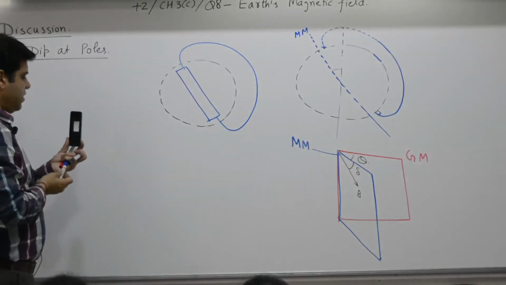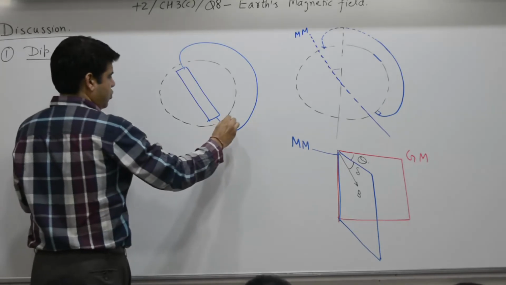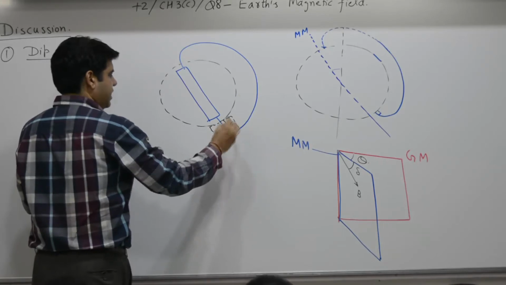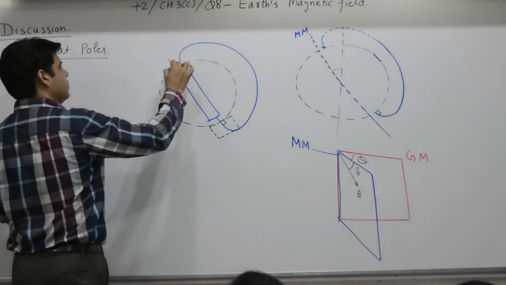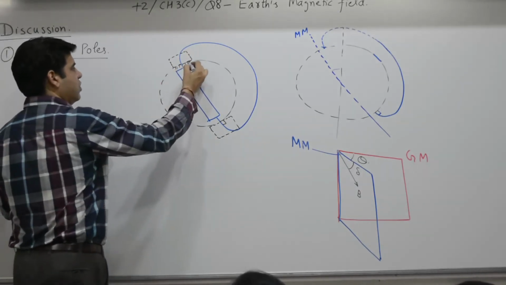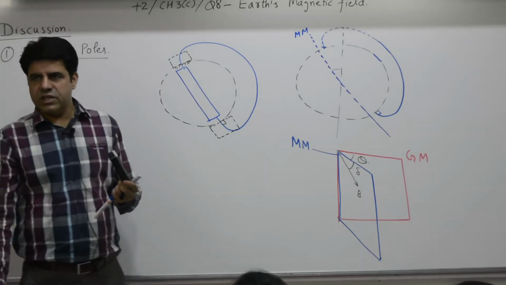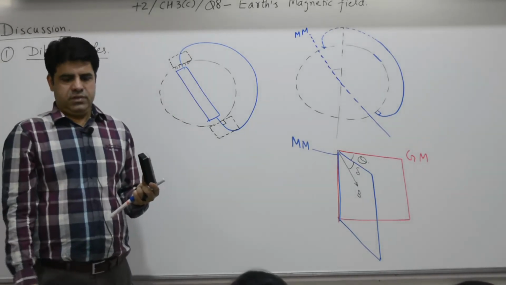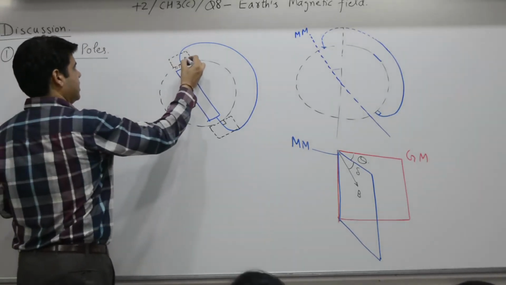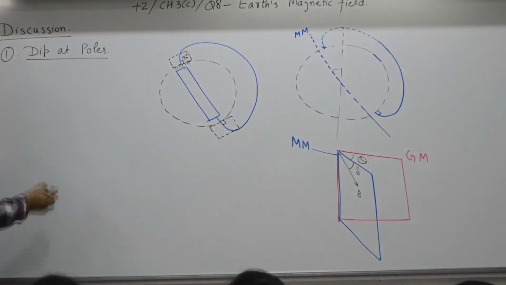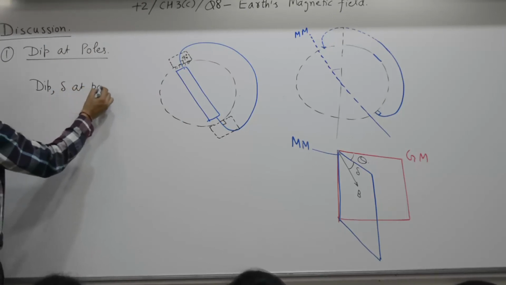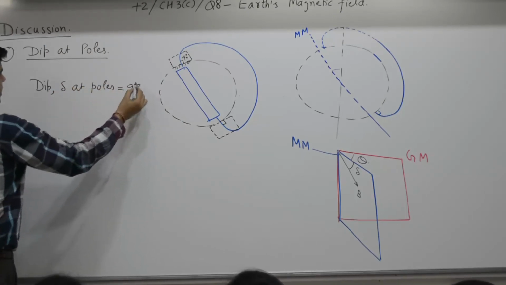If you make a room at the pole, this is the floor, this is the roof, this line makes what angle? 90 degree. Here also, if you make a room at the pole, this is the floor, the surface touching the surface of earth. That is why this is the floor in this case and this is the roof. So what is this angle equal to? 90 degree. So what is the value of dip at poles? Yes, objective question, 90 degree.